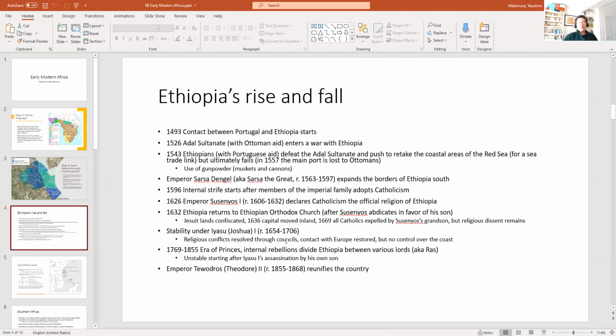So Ethiopia returns to being a Solomonic dynasty by getting rid of the Zagwe dynasty, but they're unable to regain the lost territories near the coast. So they still don't have access to the sea. And it's one of their long-term goals to regain access to the sea. So in this context, you get the contact between the Portuguese and the Ethiopians. So the Portuguese and the Ethiopians make contact in 1493.